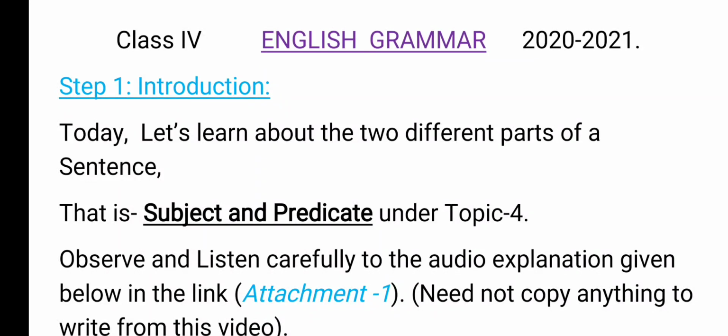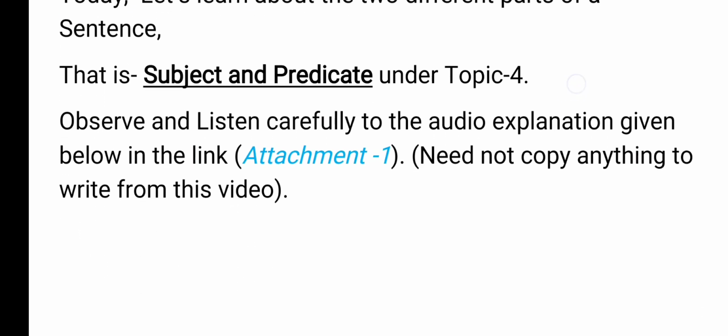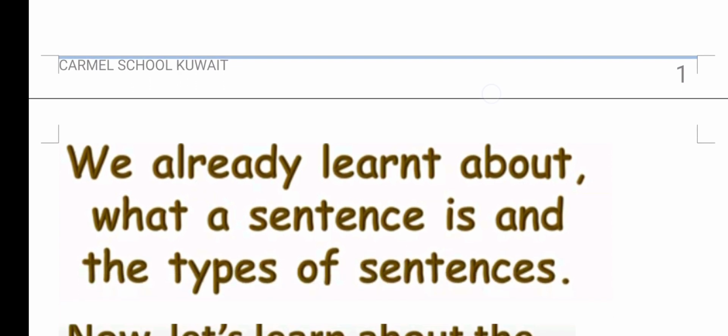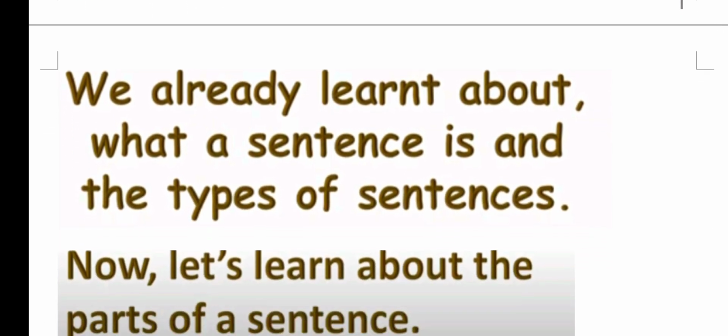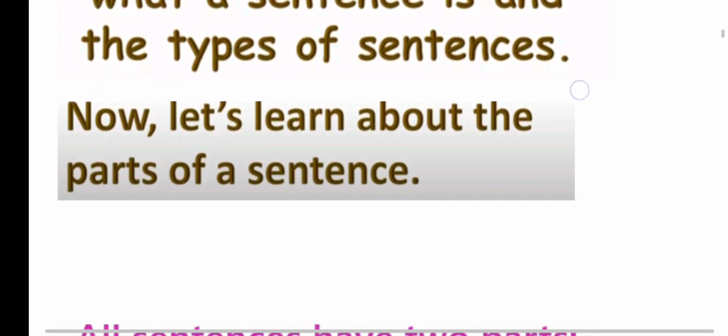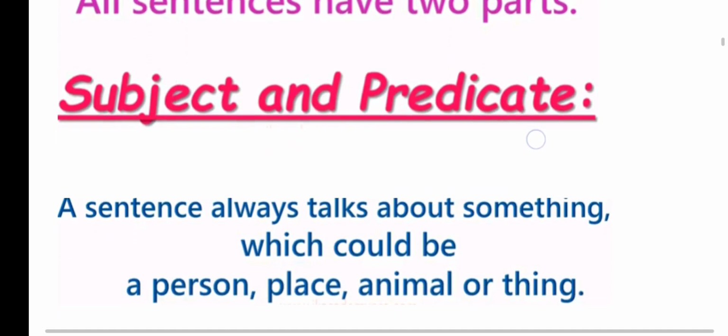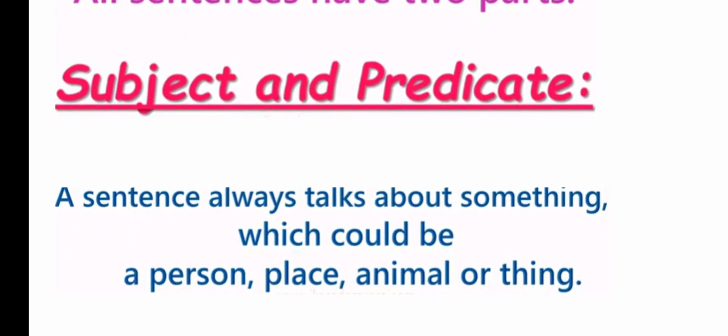Dear students, we already learnt about what a sentence is and the types of sentences. Now, today let's learn about the parts of a sentence. All sentences have two parts, subject and predicate. A sentence always talks about something which could be a person, place, animal, or thing. In other words, a sentence tells us something about a noun.